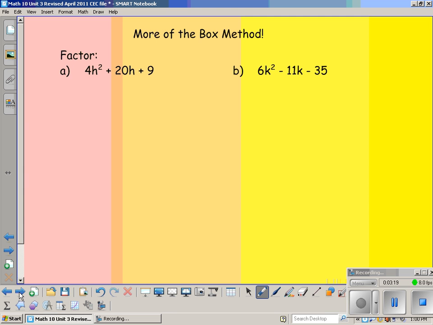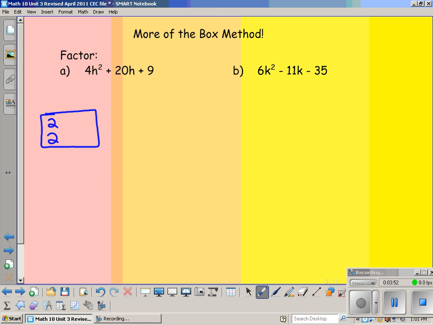Let's do some more of the box method. Here, if we look, these squared terms do not have a coefficient of 1. So we cannot use that effective method that we just learned. We actually need to use the box method. Now again, if you think about your factors of 4, you've got 1 and 4 or 2 and 2. And remember we said most times, not all the time, but most times the two that are closest together will work. So we'll try 2 and 2.